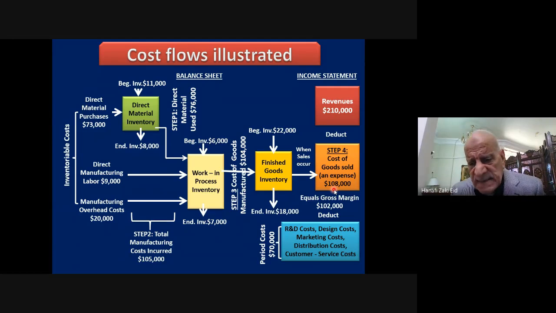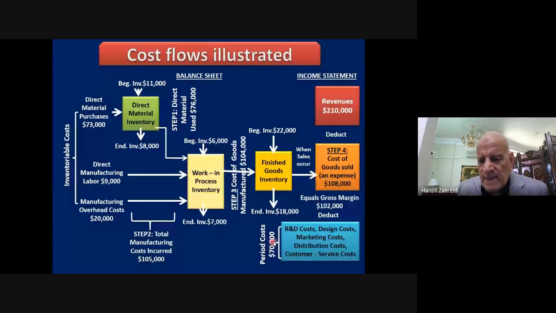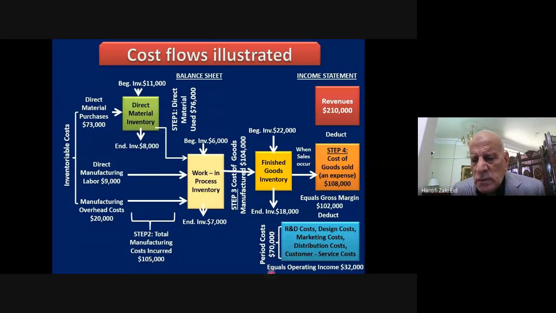When we subtract period costs, assuming that this amounts to $70,000, the net will be $32,000, which is called operating income. This is operating income before tax.